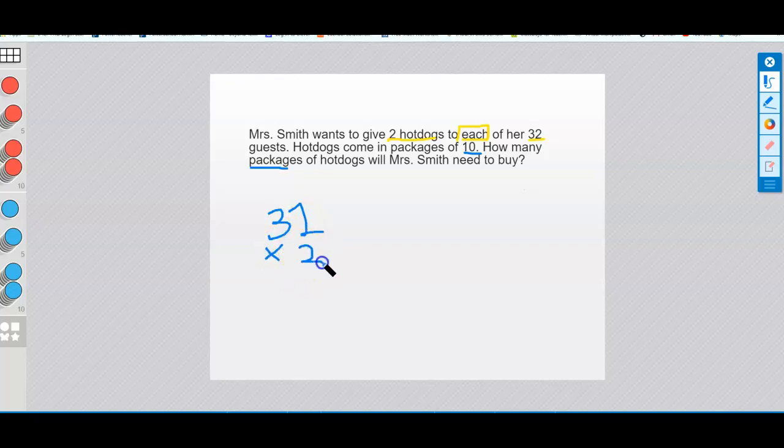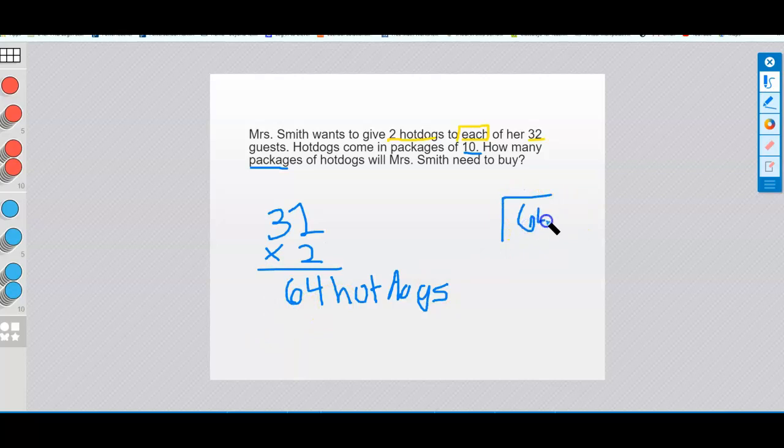So she's got 32 guests times 2 hot dogs each. She's going to need 64 hot dogs. Second part, some of you might be thinking, oh, I can count by tens. That would be a good strategy. You can count by tens until you get to 64.